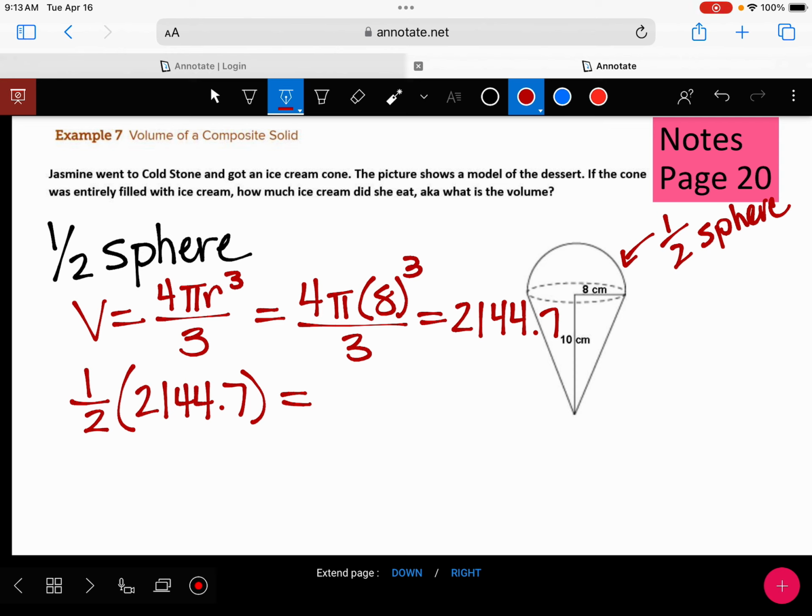Okay. So let's, in your calculator, take 2,144.7. I said multiply it by 1/2, but you can also just divide it by 2. I don't know which way would be easier for you to do it. You probably would type it in like that. All right, so let's go ahead and see what you get. So Xavier, what did you get when you divided that number by 2? 1,072.35. Okay, so that's for the top part. Any questions?